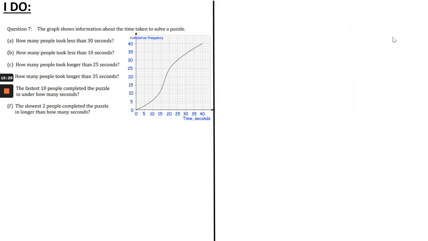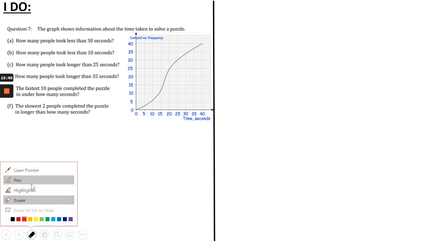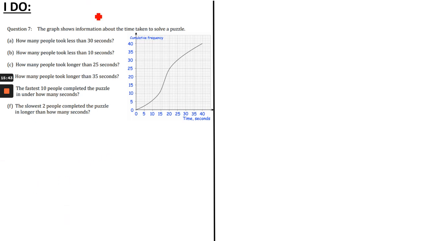Okay, so for this one, the graph shows information about time taken to solve a puzzle. I'm just going to rub this out whilst I talk over it. How many people took less than 30 seconds? Well, what you need to do is you need to go from time 30 seconds. You need to draw a line going up to where it hits the graph, a line going across, and that takes us up to 34. So there are 34 people that took less than 30 seconds.